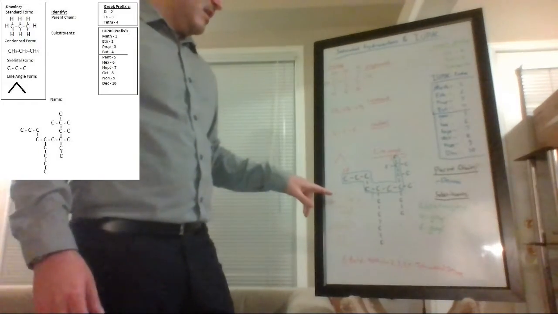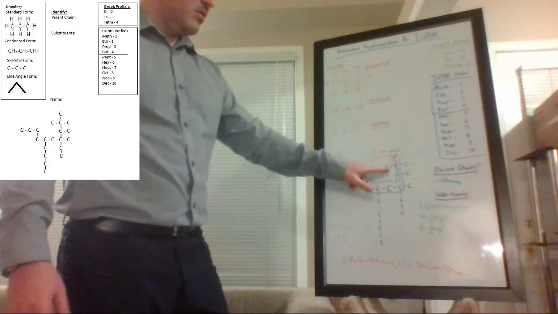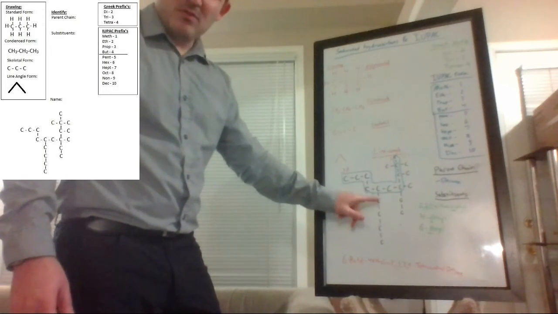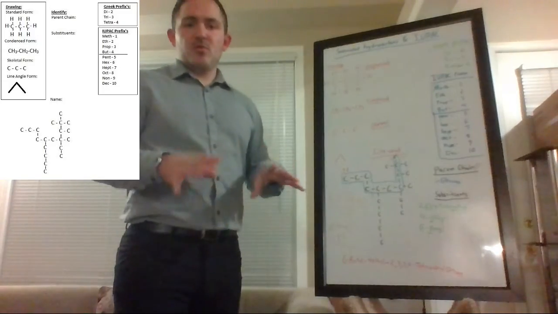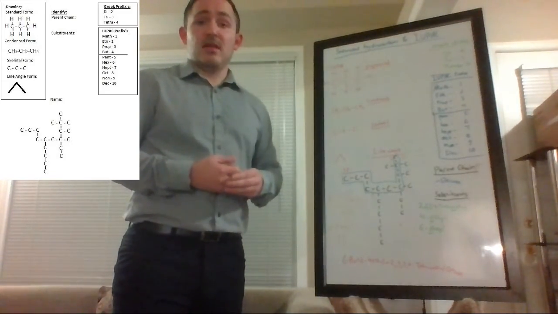If we threw in, say, for instance, a double bond right here or something like that, we would have to include that in the parent chain. If we had a double bond right here, we'd have to include that in the parent chain. So some of those rules do come into play, and we're obviously going to cover that a little bit more the later we go.